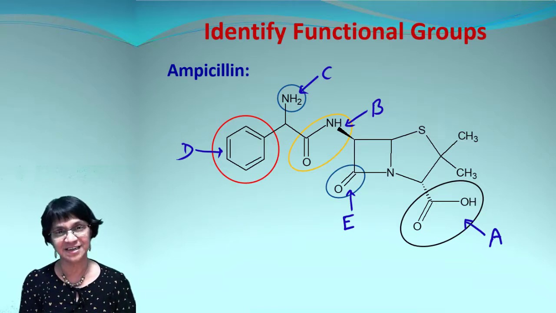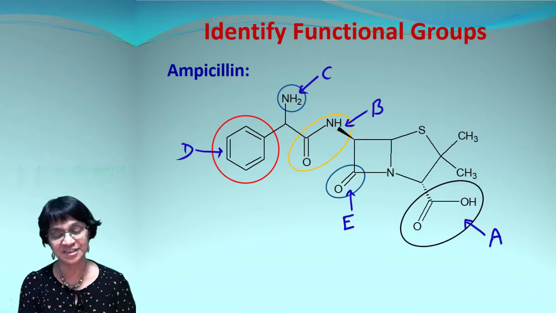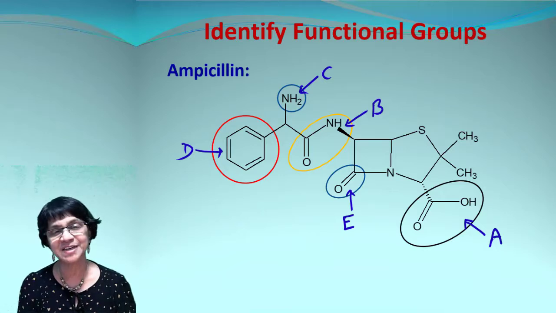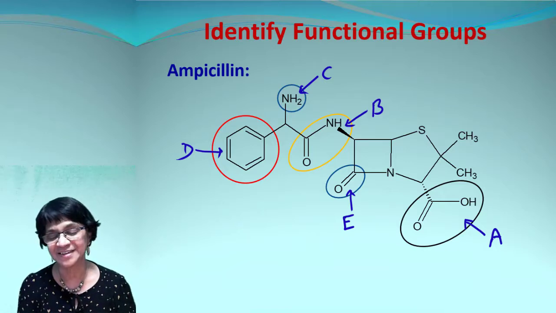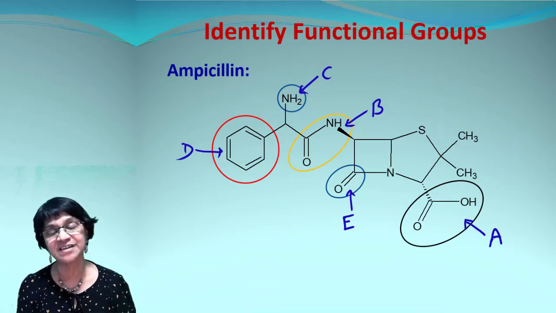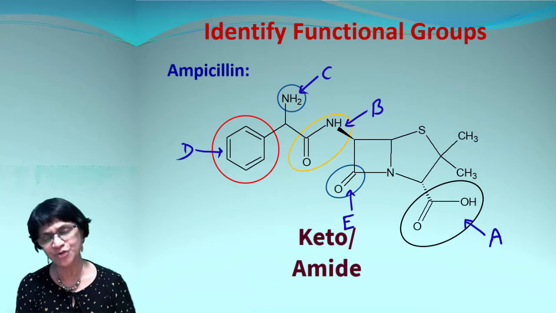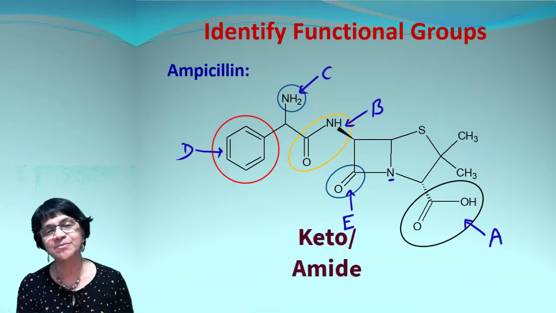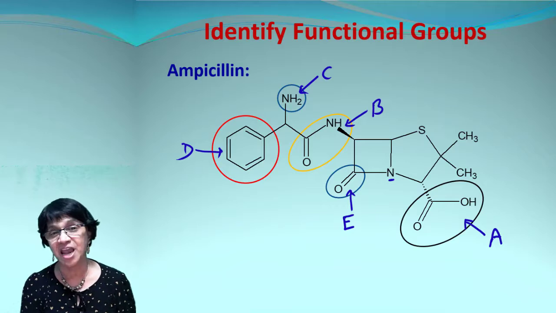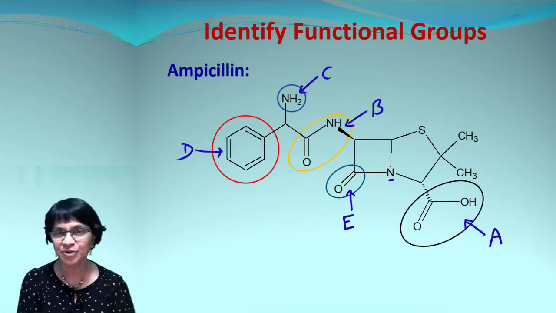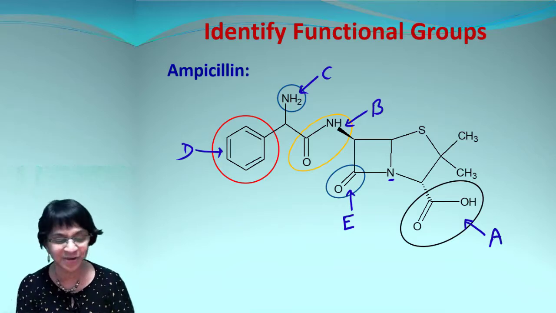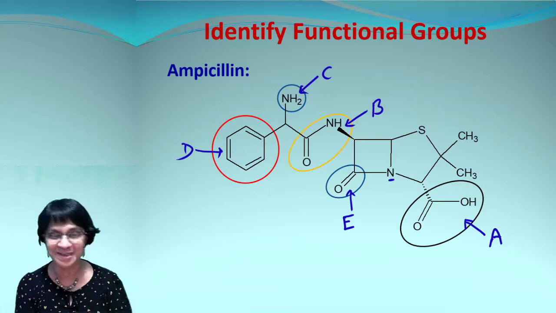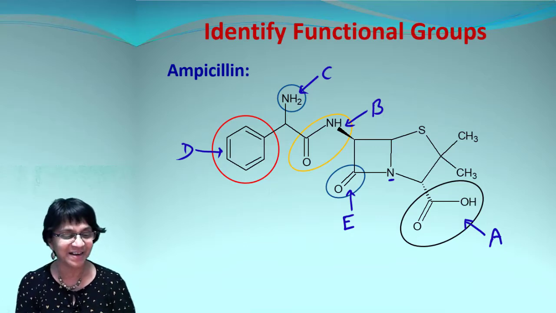And this is E, which is just C double bond O. It's a carbonyl group and there is nothing else adjacent to that. That means it is going to be a ketone function. Now you may argue that this is beside this nitrogen, so it may classify to be an amide also. But just to let you know that we have a carbonyl group also present in this molecule.